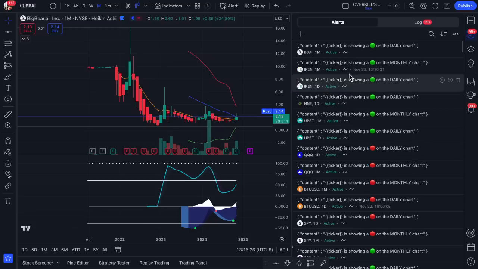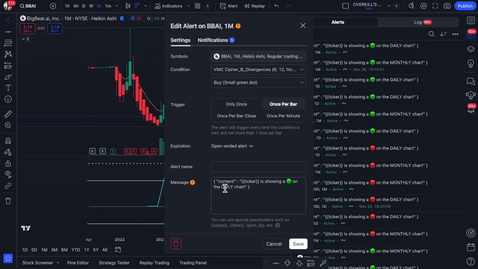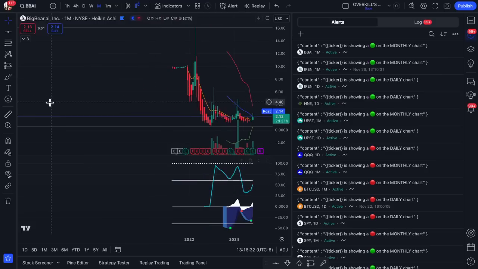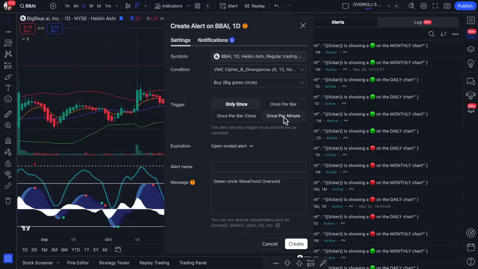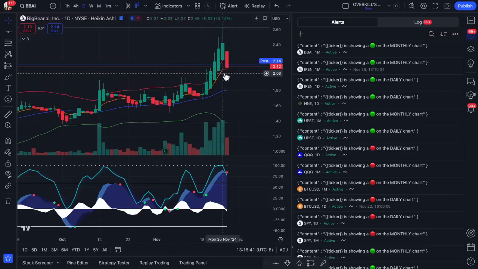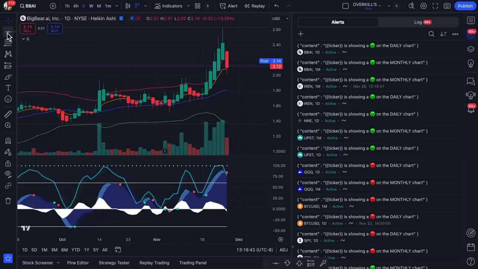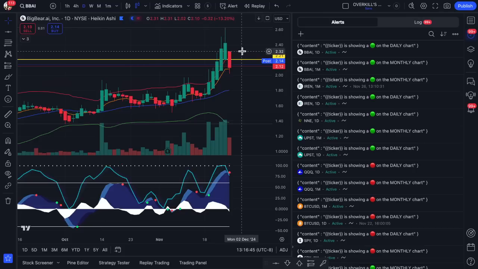Let's go back to newest created, BBAI. This one's going to say monthly. Okay, so it's green on the monthly, and the daily chart is getting the sell signal today. Okay, I'm putting one on the daily right there. So your stop loss should have been right here at the bottom of this candle at 220. Boom. Broke it, candle change.